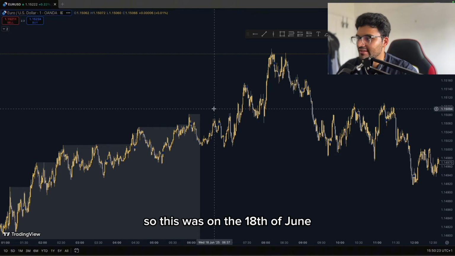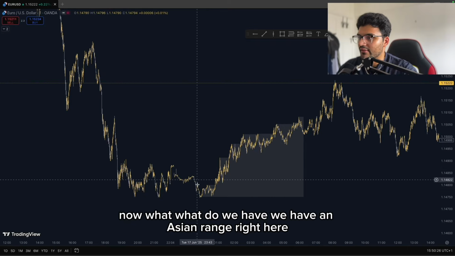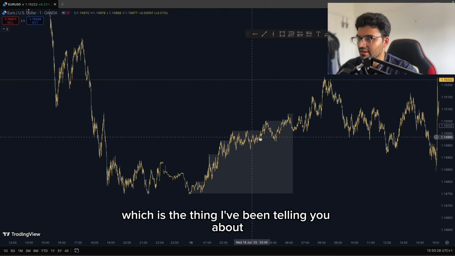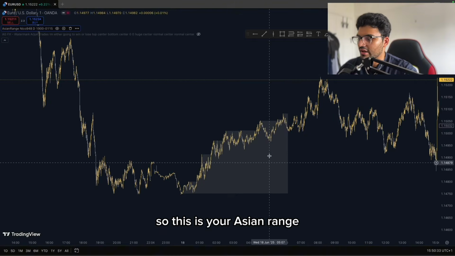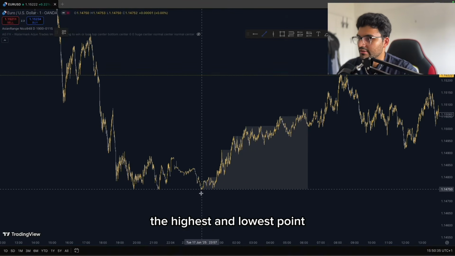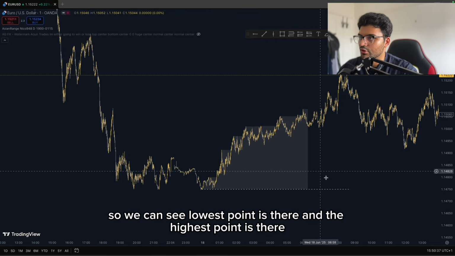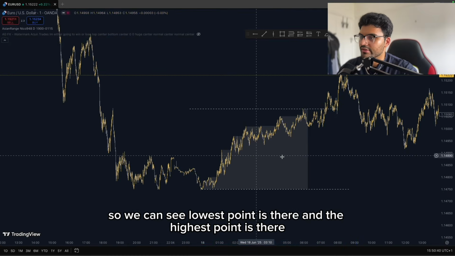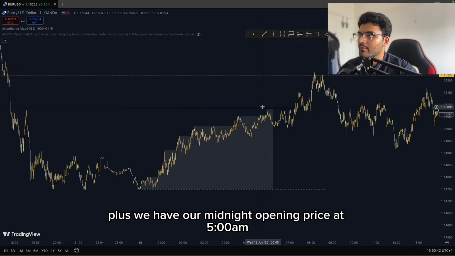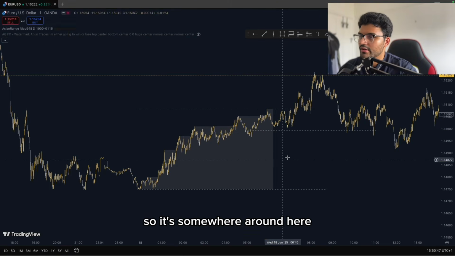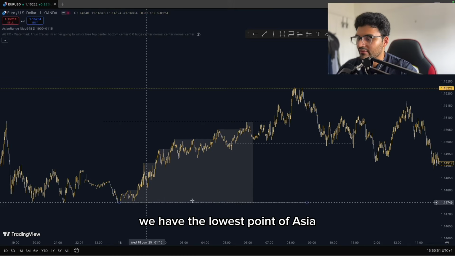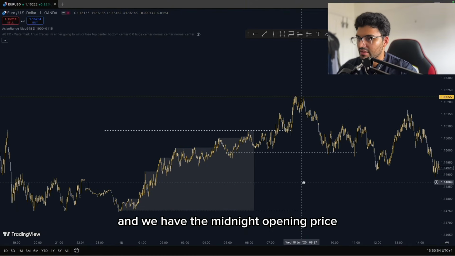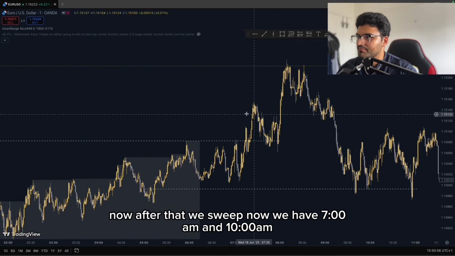So this was on the 18th of June. Now what do we have? We have an Asian range right here, which is the thing I've been telling you about, which is also what this indicator gives you. So this is your Asian range. It clearly marks out the highest and lowest point. We can see the lowest point is there and the highest point is there. So we have our two lines right here. Plus we have our midnight opening price at 5 a.m., so it's somewhere around here. So we essentially have 3 lines when we come into session. We have the highest point of Asia, the lowest point of Asia, and the midnight opening price.